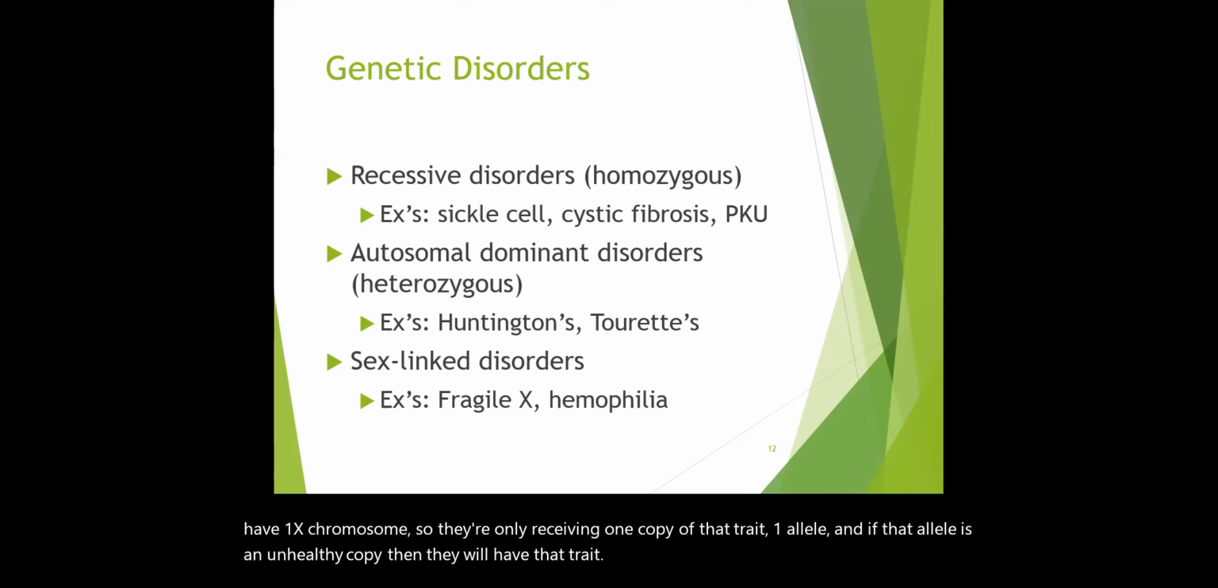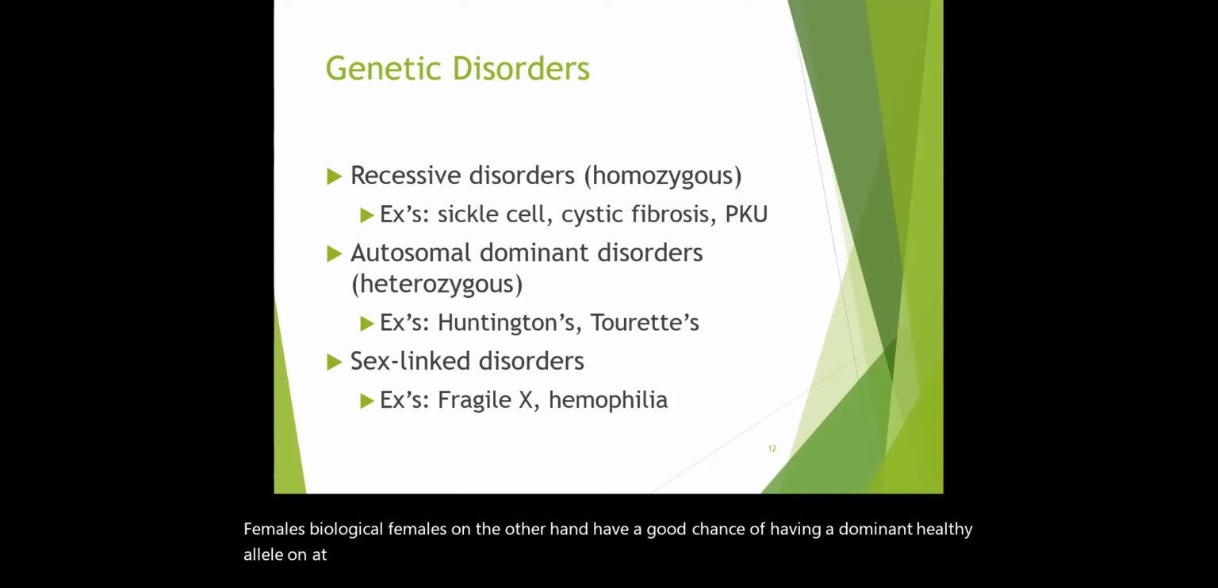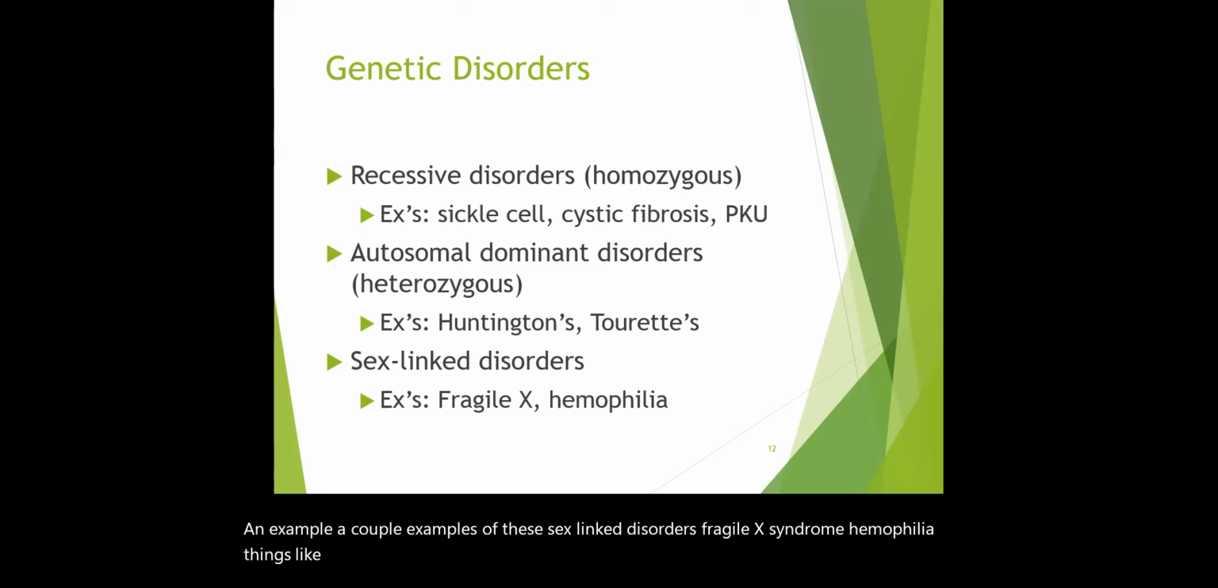Biological females, on the other hand, have a good chance of having a dominant healthy allele on at least one of their X chromosomes to help counteract it if they do get the recessive harmful allele on the other. So a couple examples of these sex-linked disorders: Fragile X syndrome, hemophilia, things like certain types of color blindness. Those are things males are more at risk for because they only have one X.